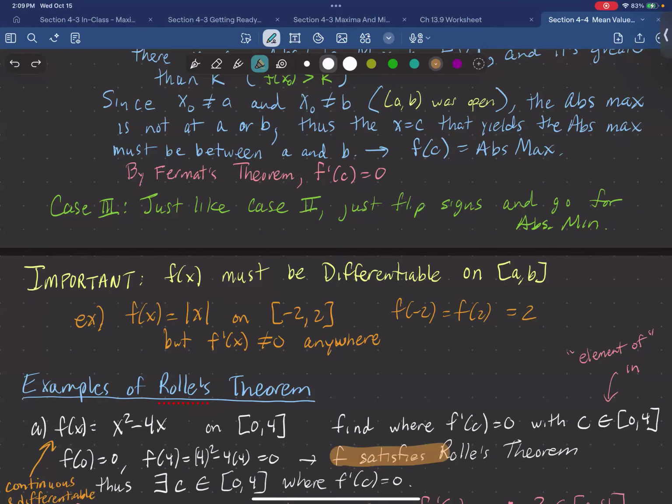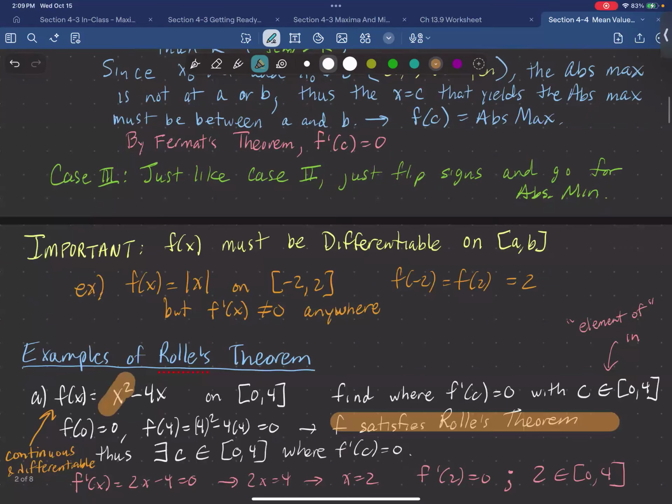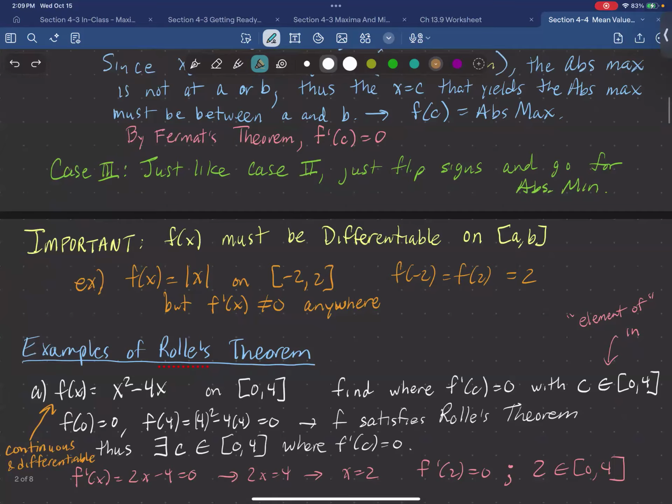So f satisfies Rolle's theorem because it is continuous and differentiable, and f of a equals f of b equals 0. So there must be some c in 0 to 4 where f prime of c equals 0. We can find it. We take the derivative, f prime of x equals 2x minus 4. To find the absolute max or absolute min, we set that equal to 0. We solve and find 2x equals 4, so x equals 2. If you did f prime of 2, you get 0, and 2 is in 0 to 4. We found it.